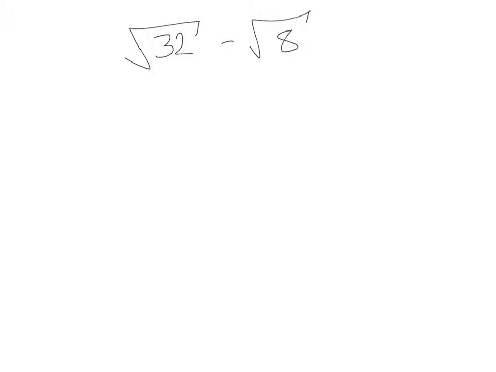Okay, here I've been asked to simplify root 32 take away root 8. And there's nothing I really can do here yet because these aren't the same things, so I can't really work with them. So I'm going to try and rewrite them in a different form. Remembering back to our property from the last video, we can write root 32 as something times something. We want one of the numbers to be a perfect square, either 1, 4, 9, 16, 25, and so on.